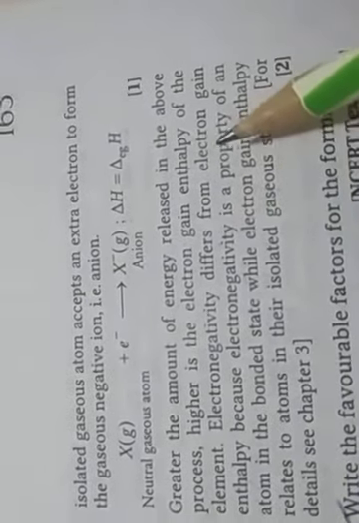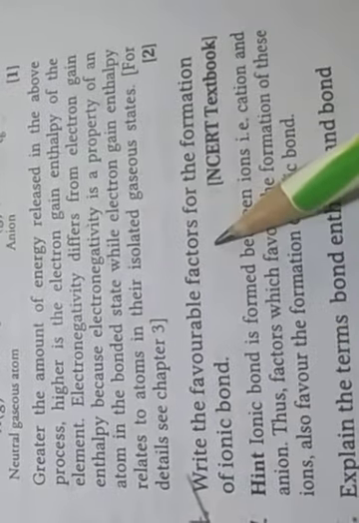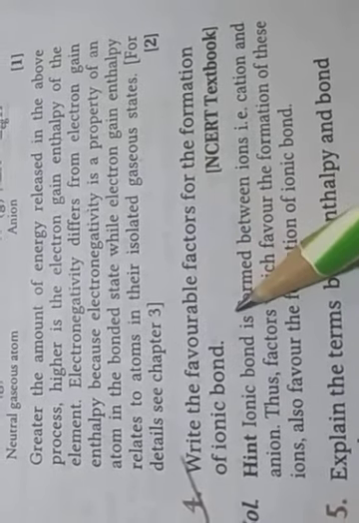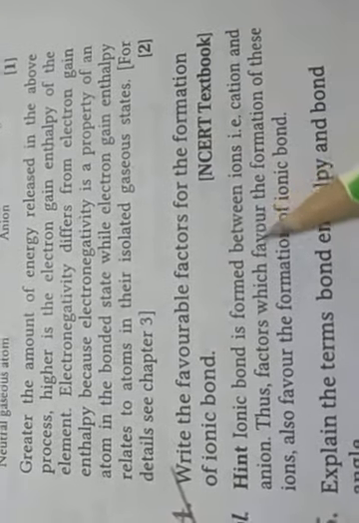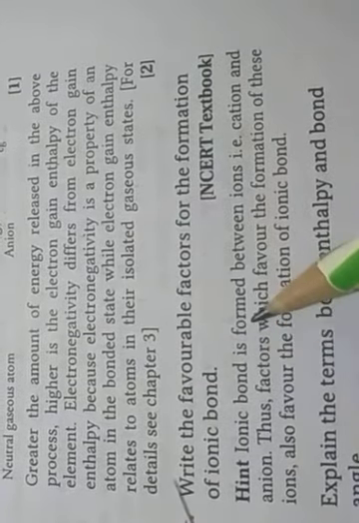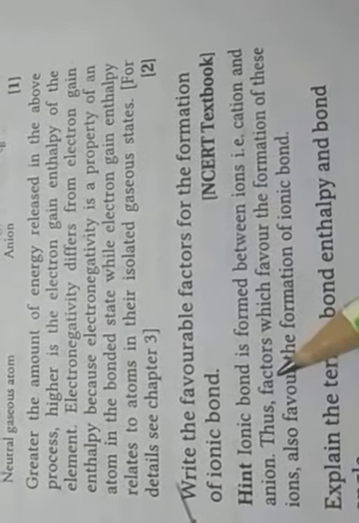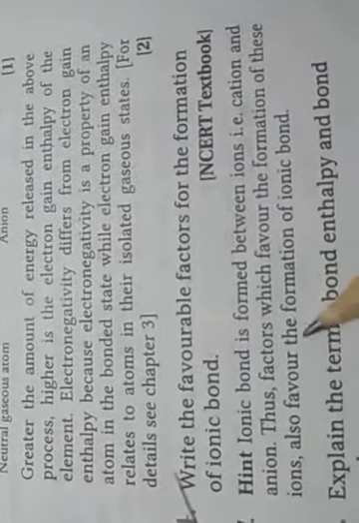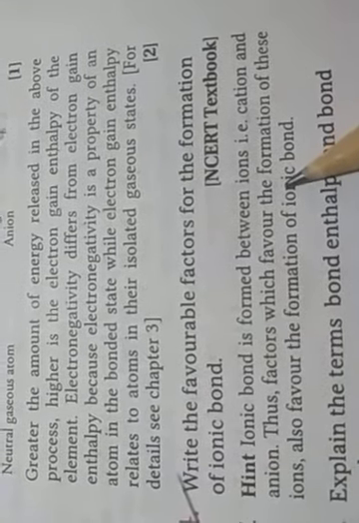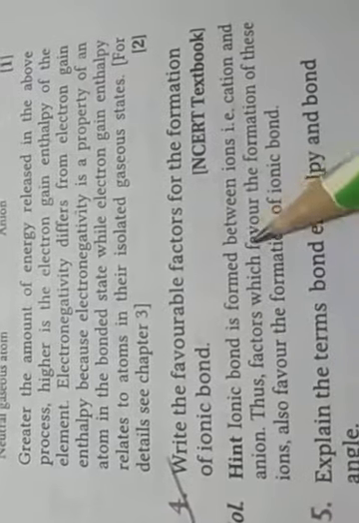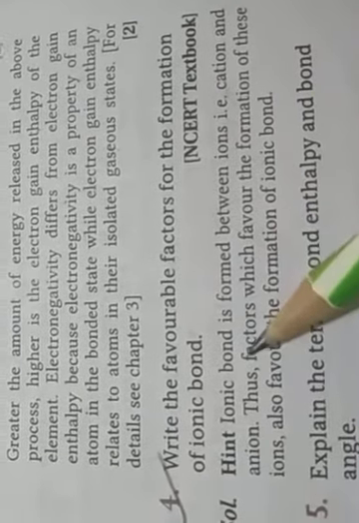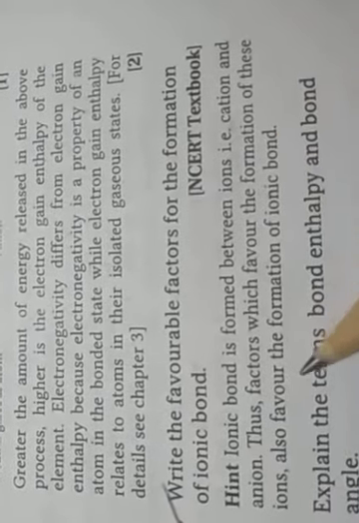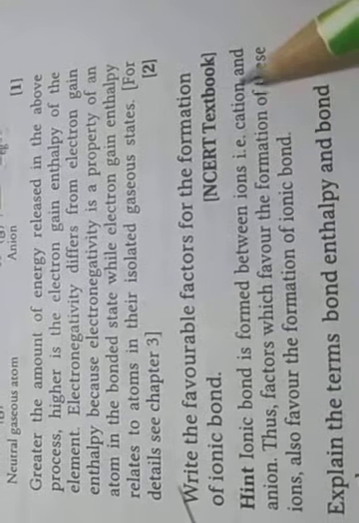Next question is: write the favorable factors for the formation of an ionic bond. For the formation of an ionic bond, these factors are required. An ionic bond is formed between ions, cations and anions. So factors which favor the formation of these ions also favor the formation of the ionic bond. So cations and anions are necessary.